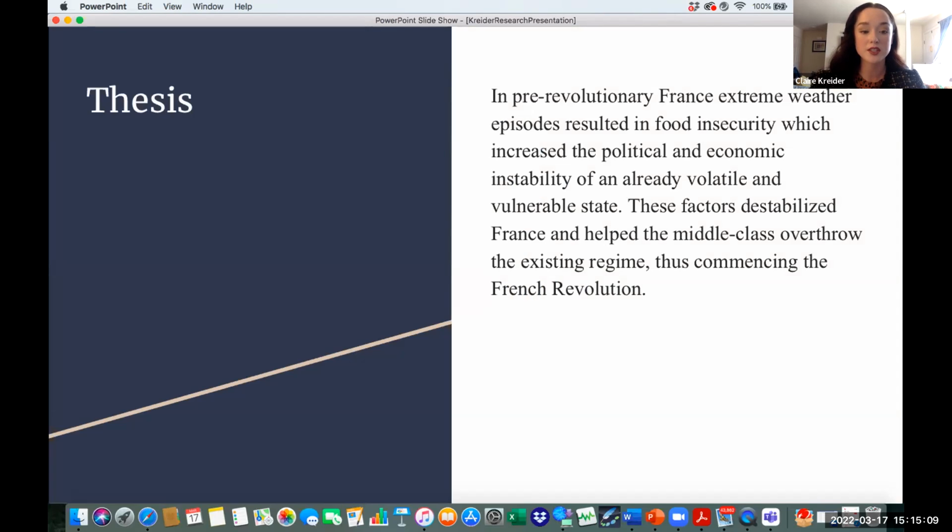Incorporating archival research conducted at the British Library in London, England, meteorological observations, diplomatic dispatches, and grape harvest data, in my paper, I argue that in pre-revolutionary France, extreme weather episodes resulted in food insecurity and increased political and economic instability in an already volatile and vulnerable state. These factors destabilized the country and aided the middle class in overthrowing the existing regime, thus commencing the French Revolution.